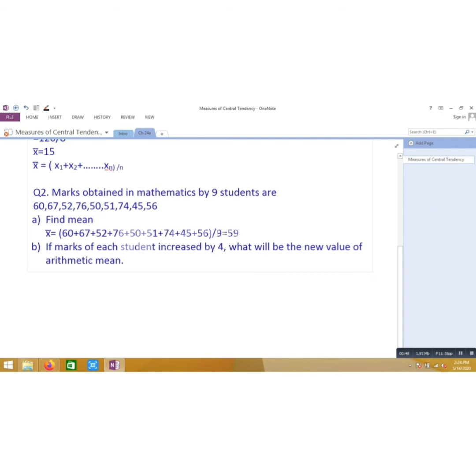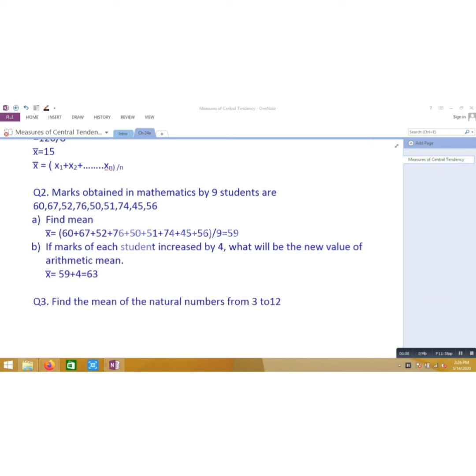That is 59. Second part of the question is, if marks of each student increased by 4, what will be the new value of arithmetic mean? Increased by 4 meaning we need to add 4. These are the keywords that help us to solve. So to the current mean, by adding 4, we get the new arithmetic mean. That is 63.